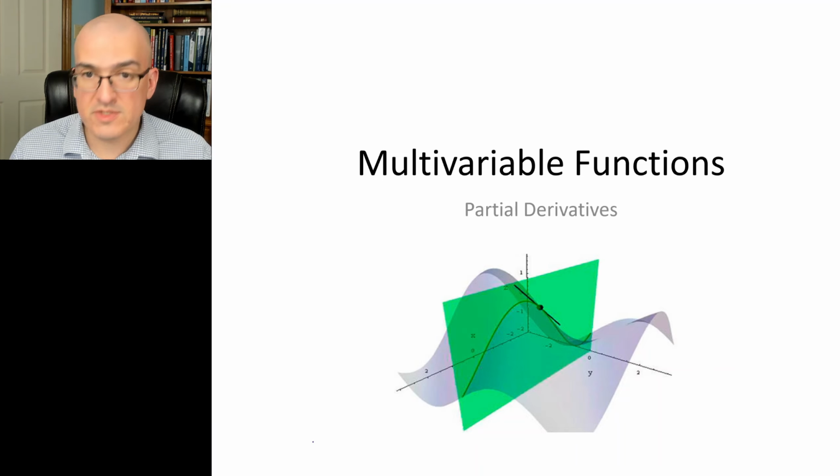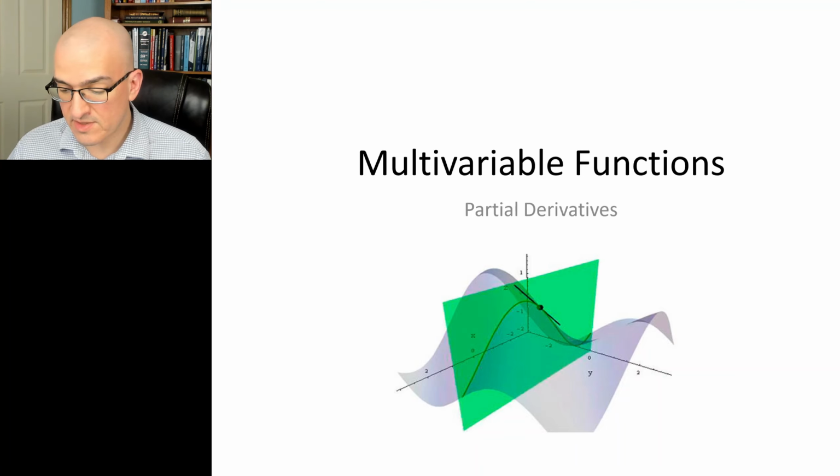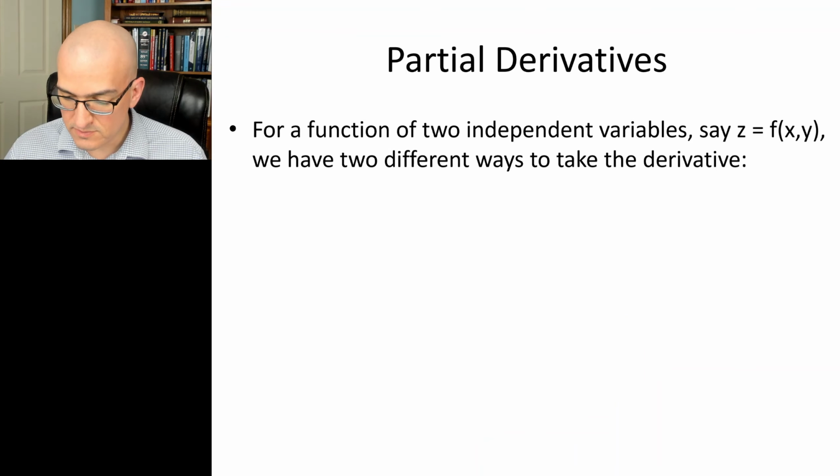In the first video in this series, we defined and described multivariable functions and saw some examples of how to evaluate them and some examples of how to create them. Now inside this video, we're going to talk about how to take their derivatives for a function of two variables, and we'll talk about three variables as well, but starting with two.